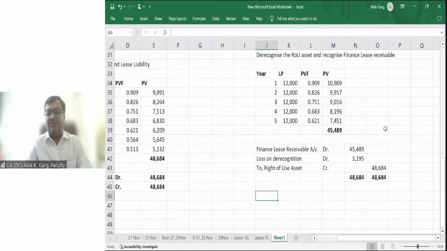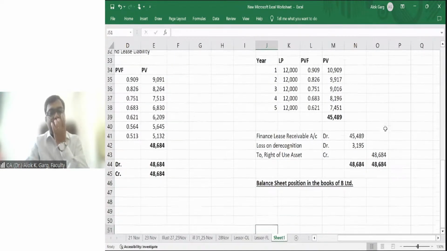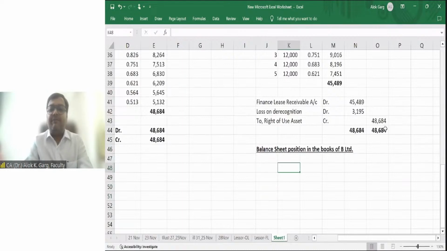On the commencement date, what are the assets which are lying in the books of the lessee? Sorry, in the books of B Limited. So what is the balance sheet position in the books of B Limited? In the first contract, there was a right of use asset, right? And there was a lease liability. What was the lease liability? 48,684. What was the right of use asset?